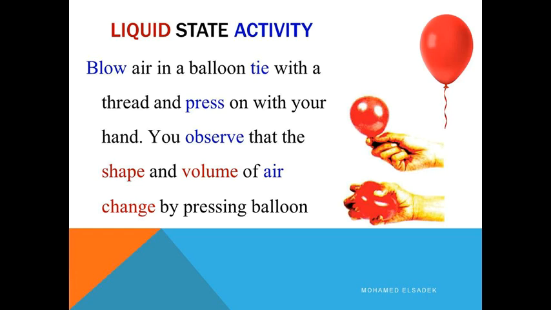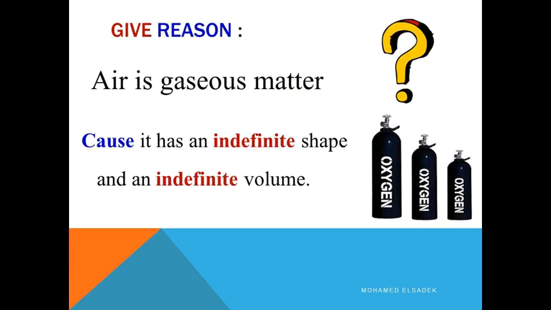What is your observation? The shape and the volume of balloon change when it's pressed. شكل وحجم البالون بيتغير لما بضغط عليه. So gases have indefinite shape and indefinite volume. So give reason. Air is a gaseous matter. Because it has indefinite shape and indefinite volume. Excellent. Because it has an indefinite shape and an indefinite volume.